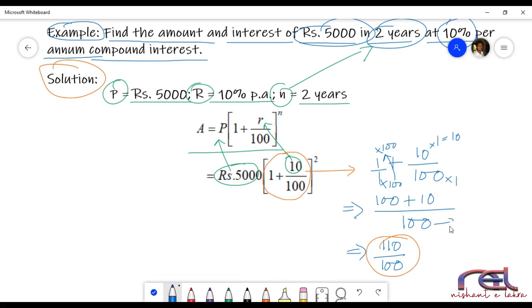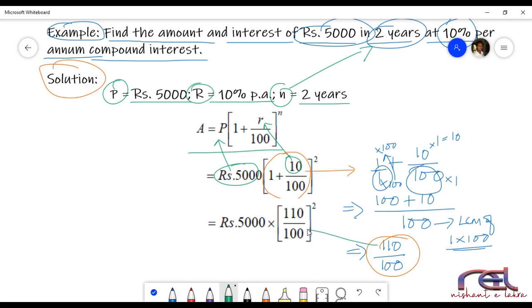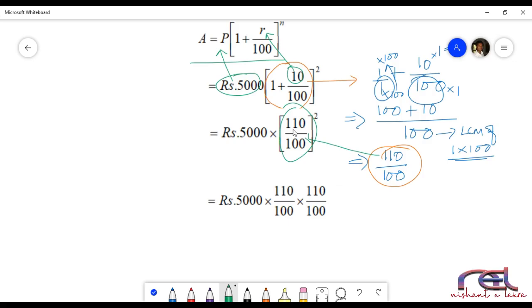So we'll just replace it in the formula. So amount will be equal to, we use the LCM method to solve. We have replaced the value here, 110 by 100. Now 110 by 100 squared, right? So we have to multiply it 2 times. That's why I have mentioned here 2 times 110 by 100. When you solve it, you will get the amount as rupees 6,050.